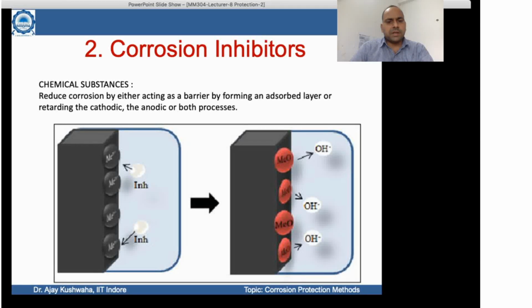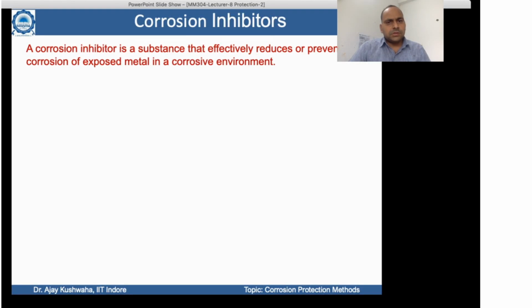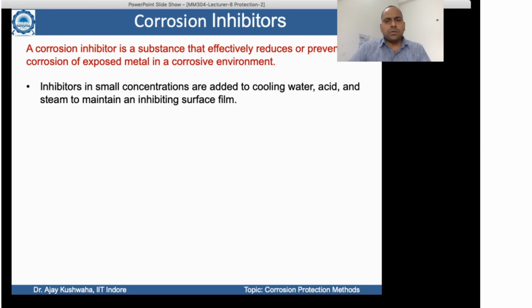Here you can see a symbol: these are the metallic ions which tend to corrode, but when they meet this kind of inhibitors, shown in white color, they react and create some kind of surface layer which protects from corrosion. So it can be defined as: a corrosion inhibitor is a substance that effectively reduces or prevents the corrosion of exposed material in a corrosive environment. A few more things about this.